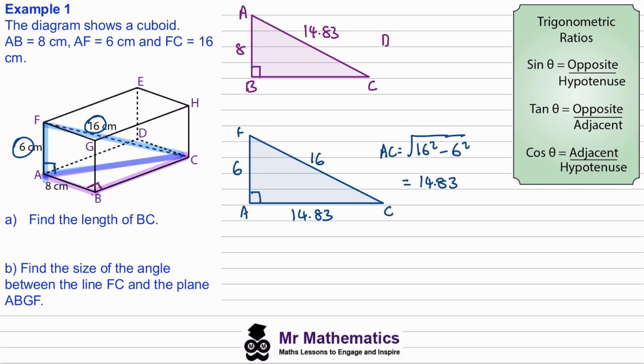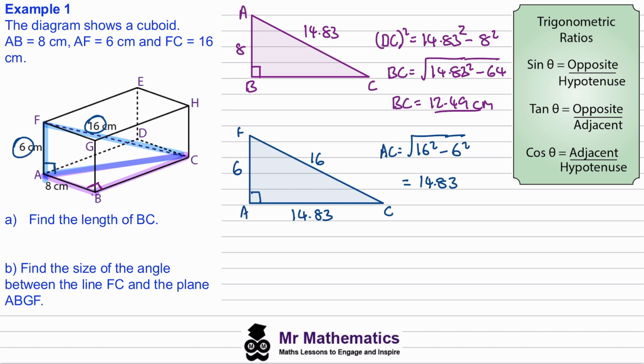So B to C squared will be the 14.83 squared minus the 8 squared. We can take the square root of both sides, so B to C will be the square root of 14.83 squared minus 8 squared, which is 64. And when we work this out, we get approximately 12.49 centimeters to 2 decimal places.